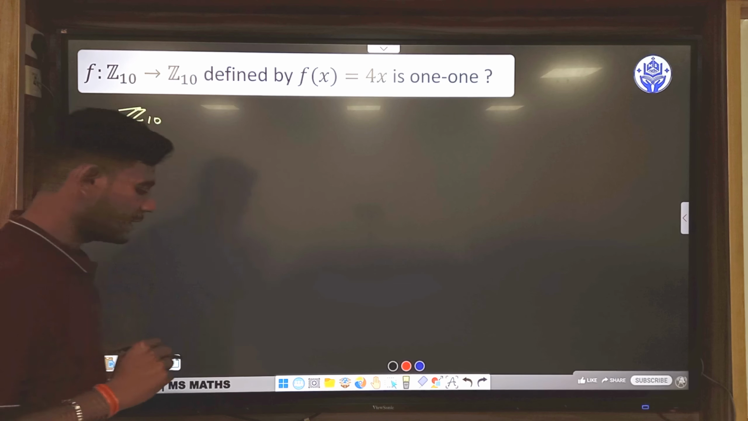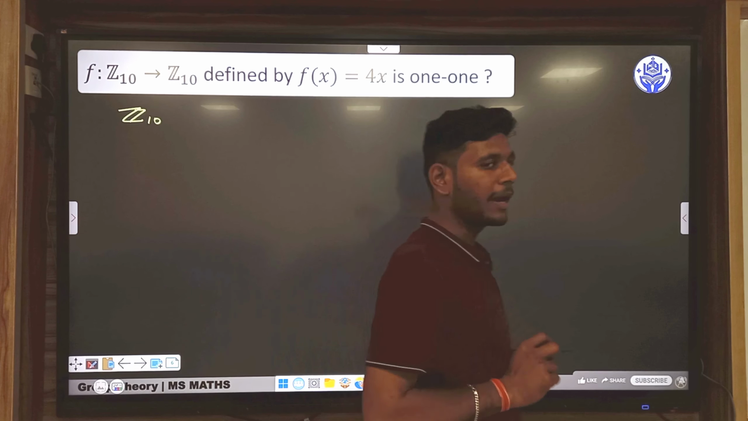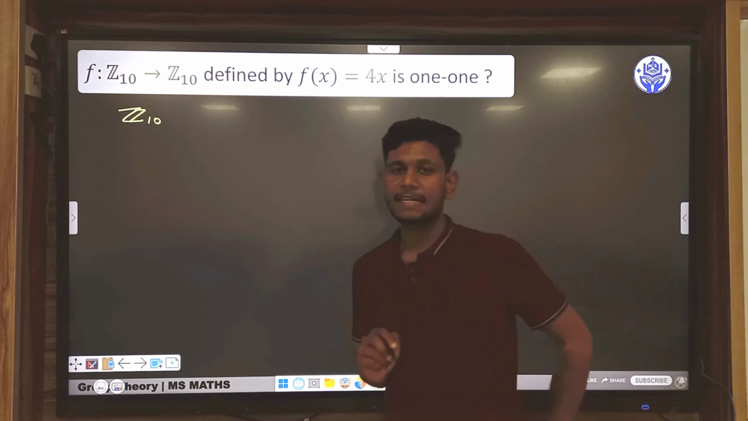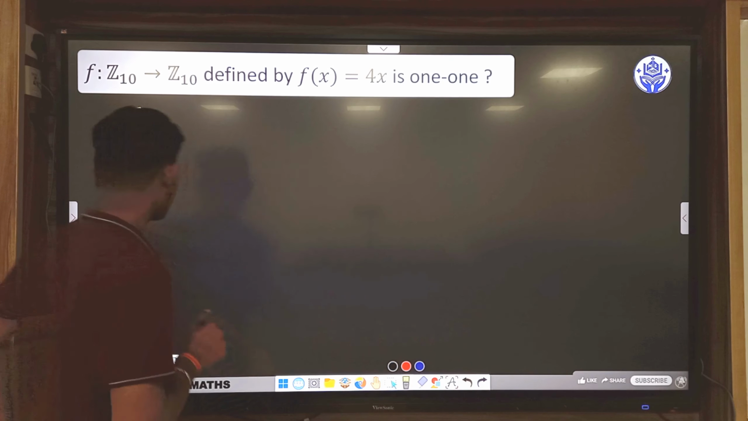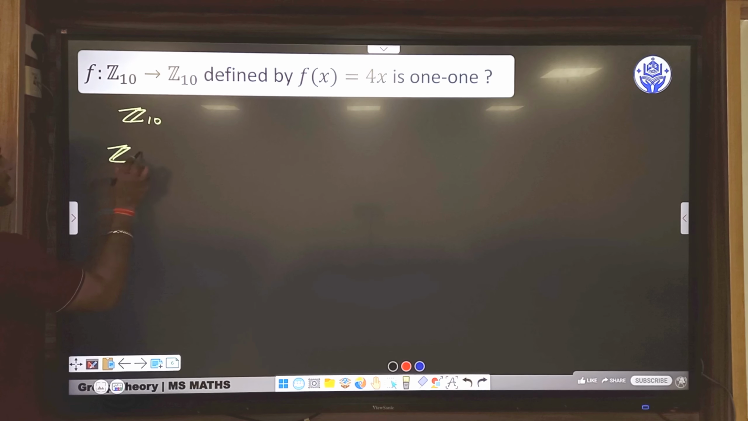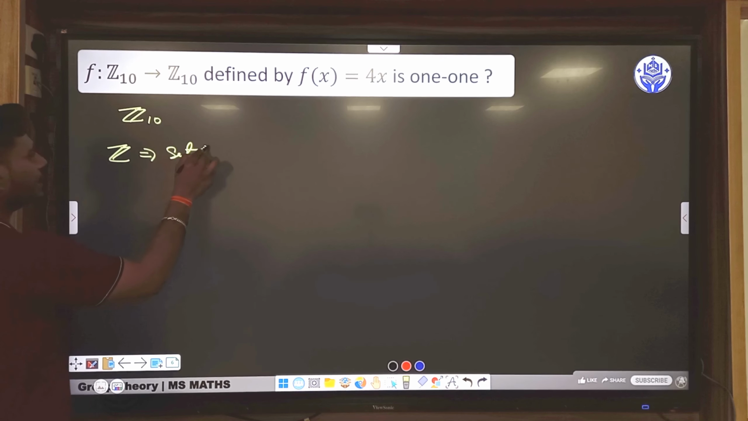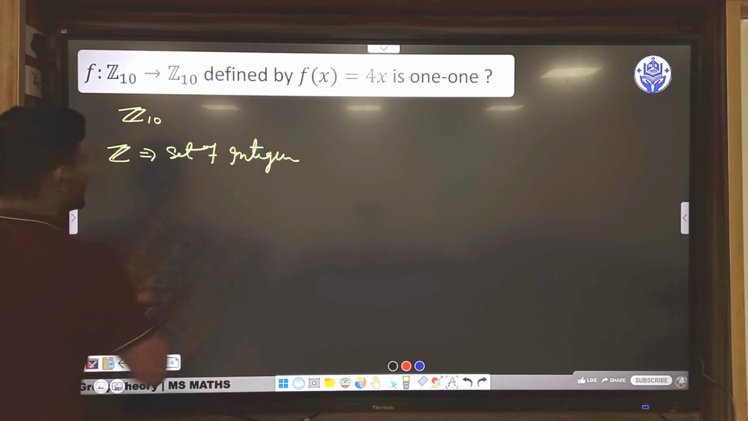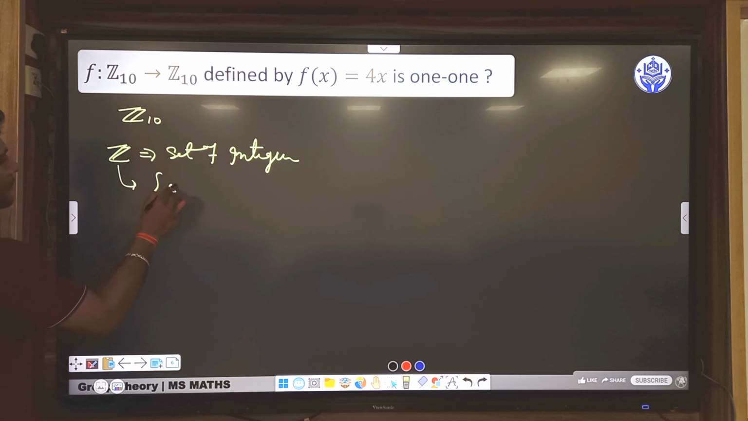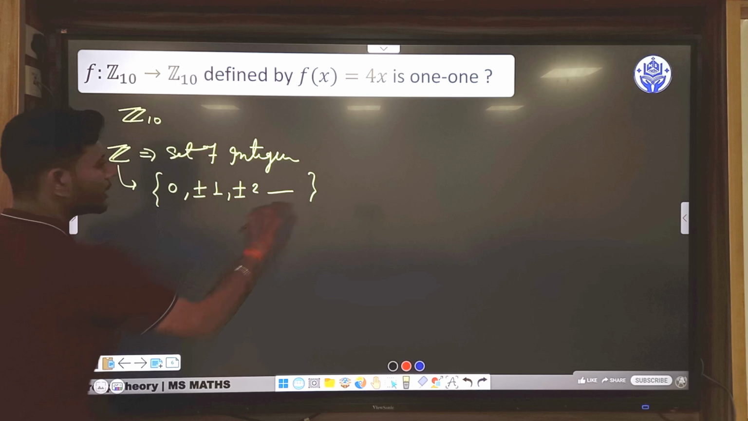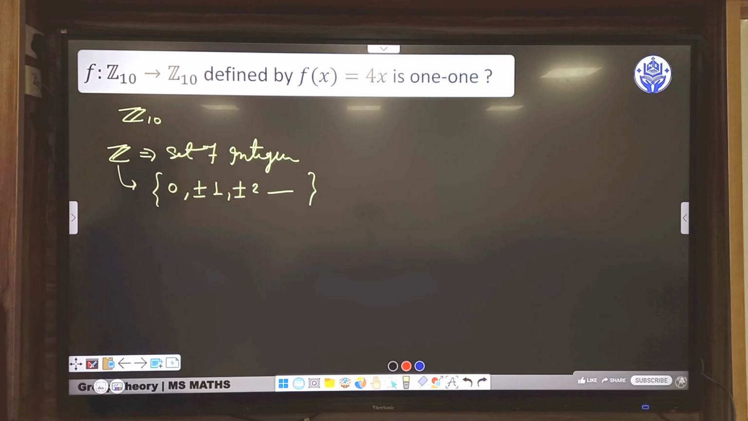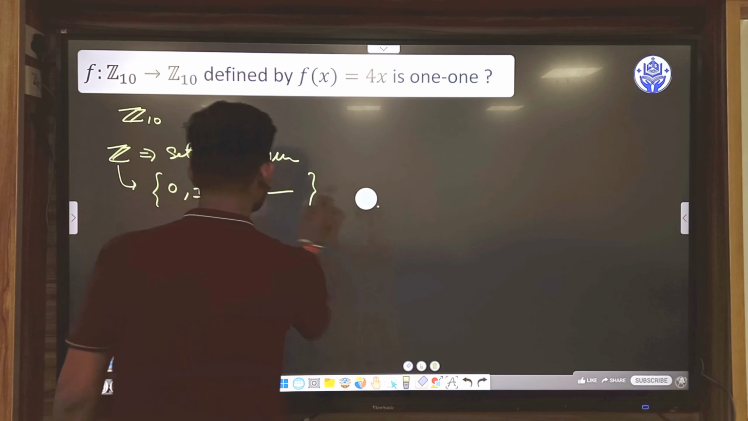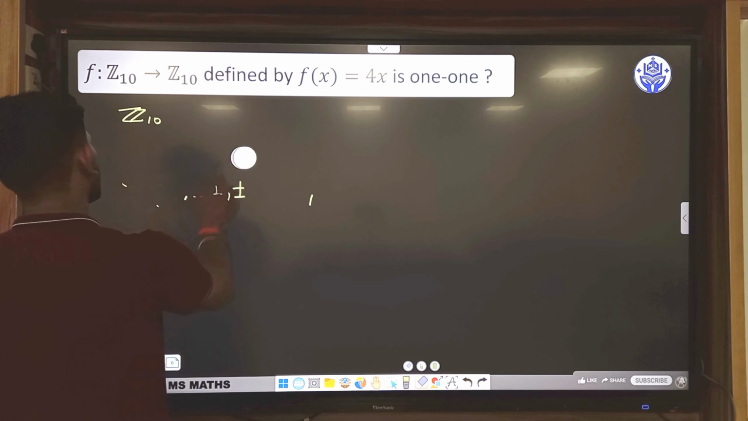Now one thing, just keep in your mind, what do you mean by Z10? First, what do you mean by Z? Z is nothing but the set of integers. The set of integers will contain 0, plus minus 1, plus minus 2, and up to infinity. What do you mean by this? This is basically the positive, and it will take modulo 10. Now what do you mean by modulo 10?